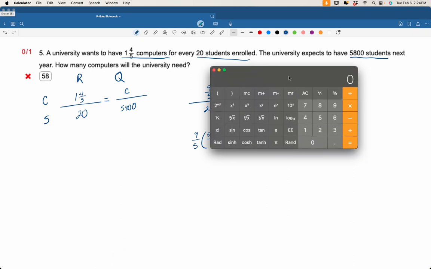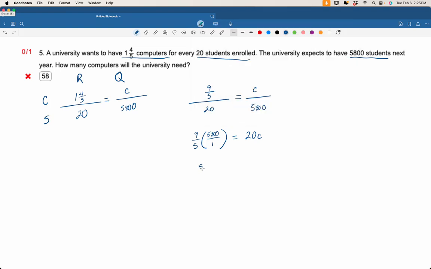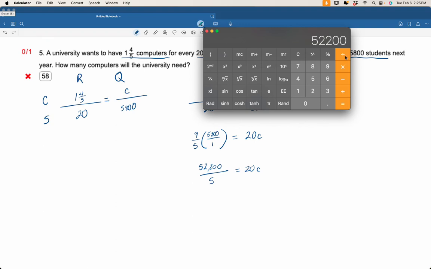I'm going to get 9 times 5,800 is 52,200. So I've got 52,200. 5 times 1 is 5. I know this is divisible by 5 because it ends in a 0. So I'm going to go ahead and divide that by 5 before I solve further. 10,440.